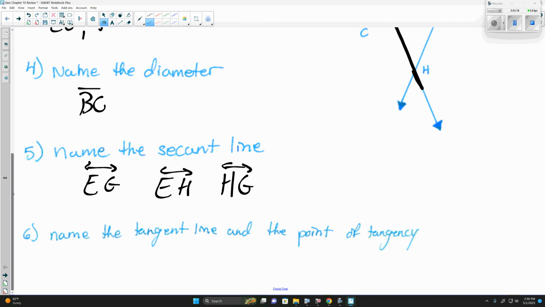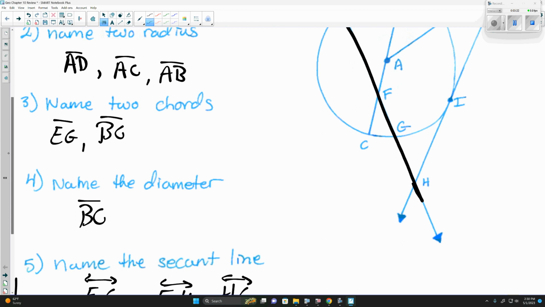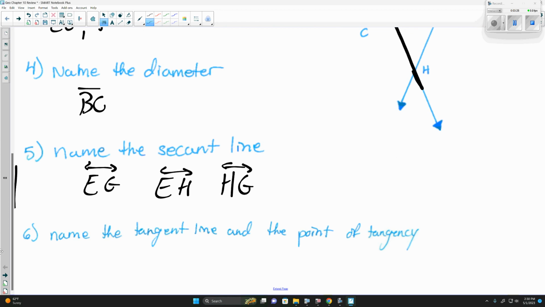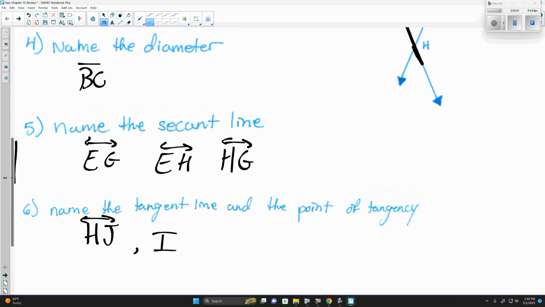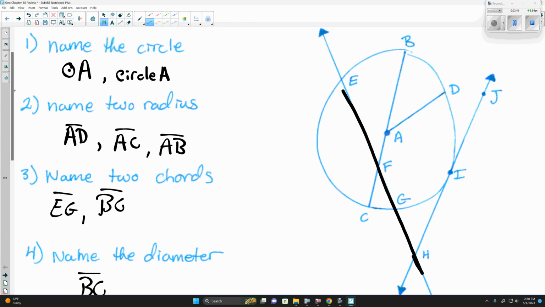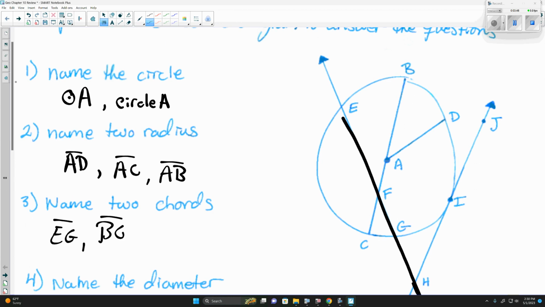Number 6, a tangent line. HJ would be the tangent line, and point I would be the point of tangency. Any other questions on 1 through 6? Are we good with problems 1 through 6?